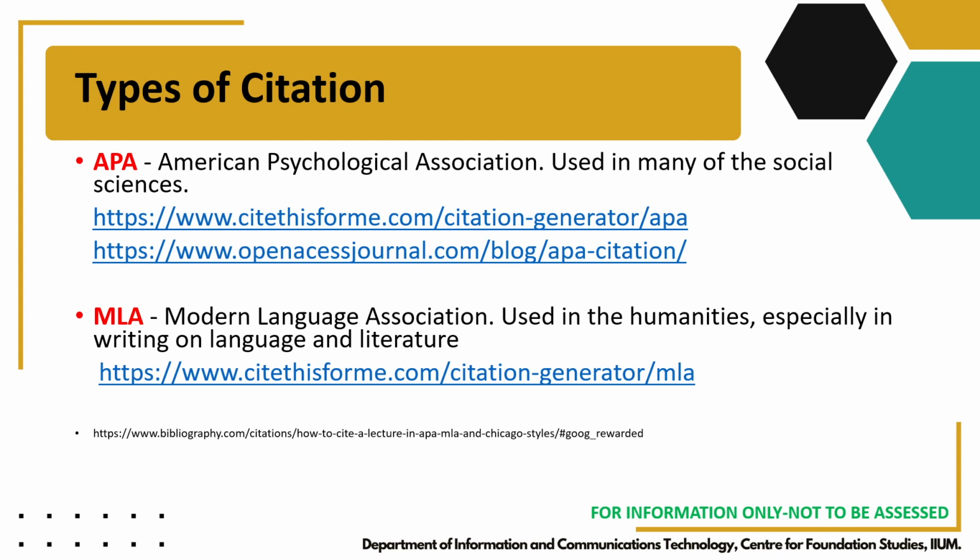The first example is APA. APA citation is a style of documentation widely used in the social sciences, including psychology, sociology, education, and business. The APA style provides guidelines for formatting and citing sources in academic writing to ensure clarity and consistency. It is a very systematic way to give credit to sources and maintain consistency in academic writing.